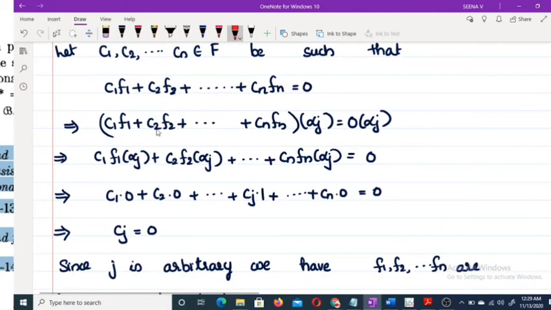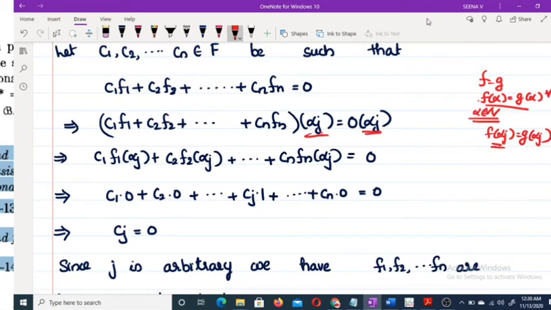Now, this is 0 of alpha j equal to 0 of alpha j. Since f equal to g implies f of alpha equal to g of alpha, now c1 f1 plus c2 f2 plus etc. plus cn fn equal to 0 implies this. We have this result: f equal to g implies f of alpha equal to g of alpha for every alpha belonging to V. Therefore, it is true for f of alpha j equal to g of alpha j, because alpha j belongs to V. Therefore, we have this result: 0 of alpha j equal to 0.